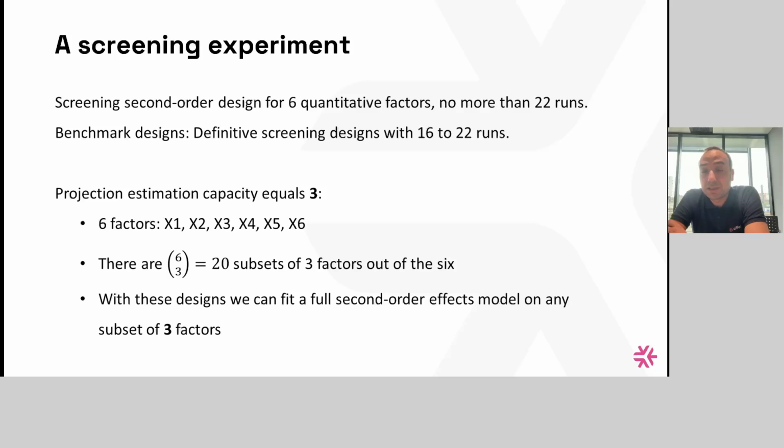If this number equals 3 for a 6-factor design, that means that with using that design you can fit a full second-order effects model on any subset of 3 factors, and there are 20 subsets of 3 factors. That means that you can fit a large variety of different models.